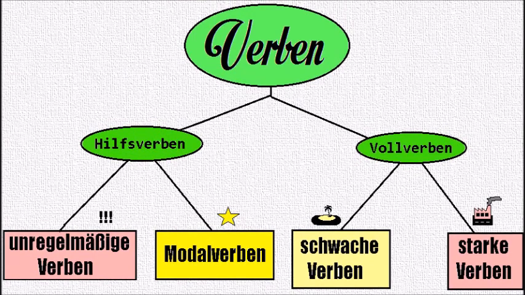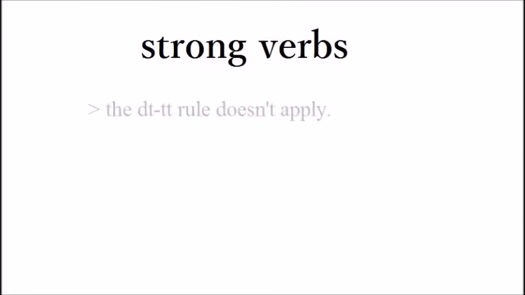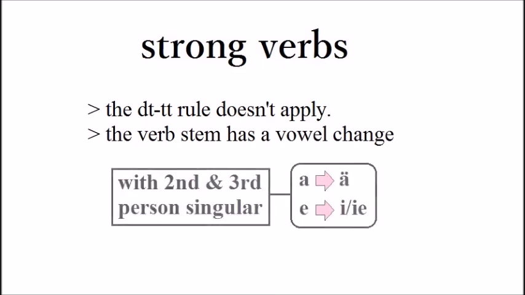I recommend that you learn about German verb categories next, because this tutorial is true for the vast majority of verbs, called the weak verbs, but there are 3 more verb categories that have different rules. I've made tutorial videos on this topic, but to sum them up, they are the strong verbs, they do not follow the DTTT rule, and they have a vowel change in the second and third person singular, namely a becomes ä and e becomes i.